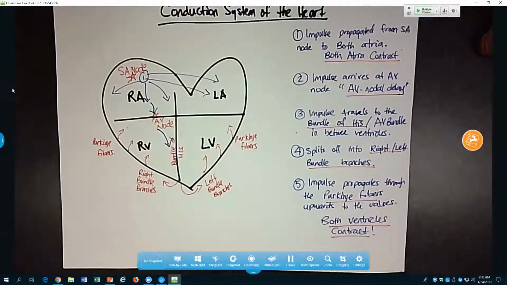Okay, and that's how the electrical activity moves through the heart, and this happens every single heartbeat. So every time your heart beats, this entire process happens again and again.